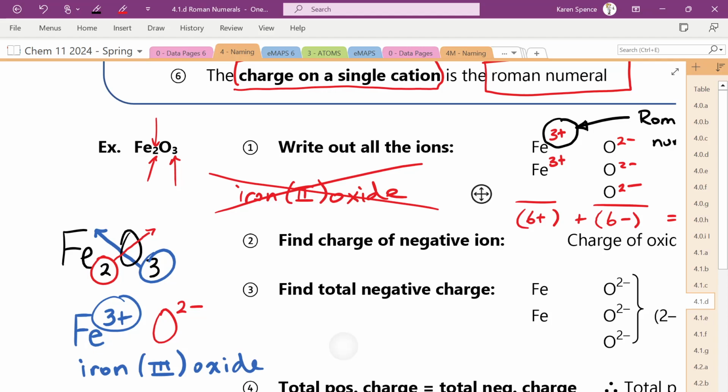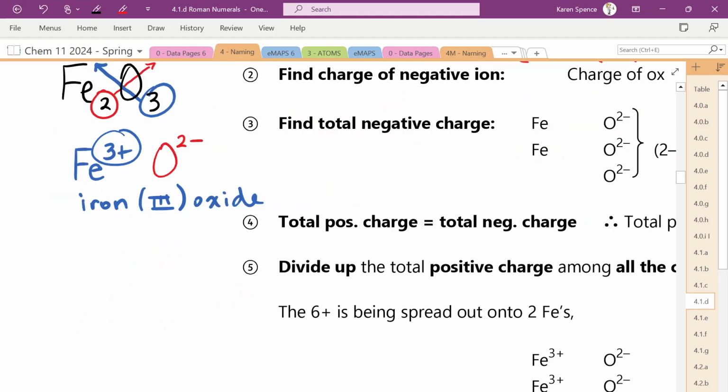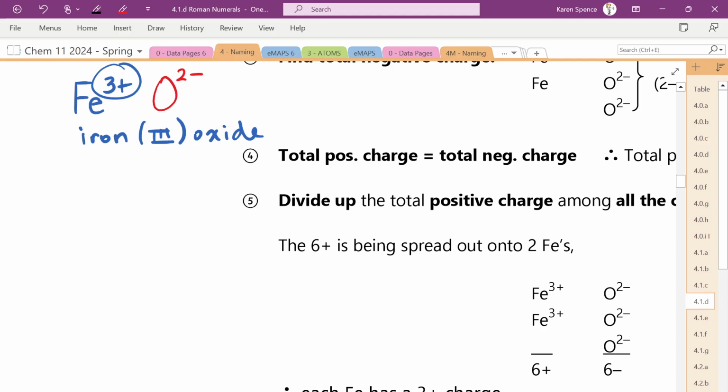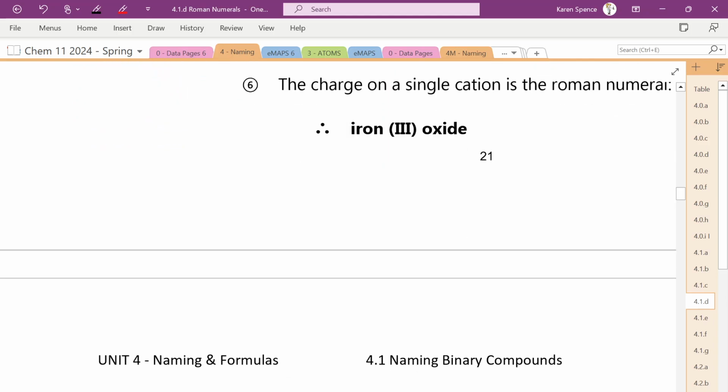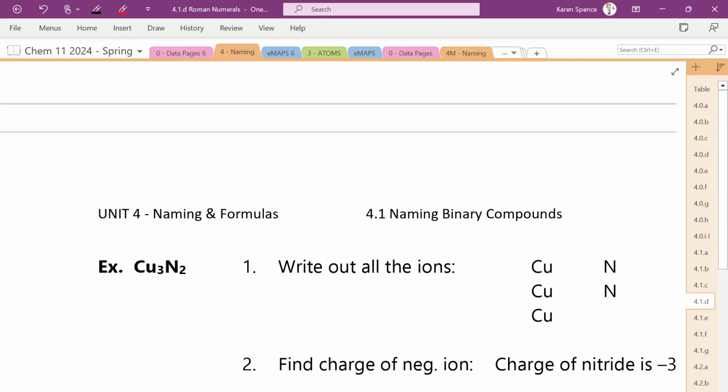Now, there is a little hitch, and I'll show you what that little hitch is. I call this the uncrisscross method. And it works 95% of the time. Okay? Let's go see if we can find an example where it doesn't work. Well, actually, here we have Cu3N2.